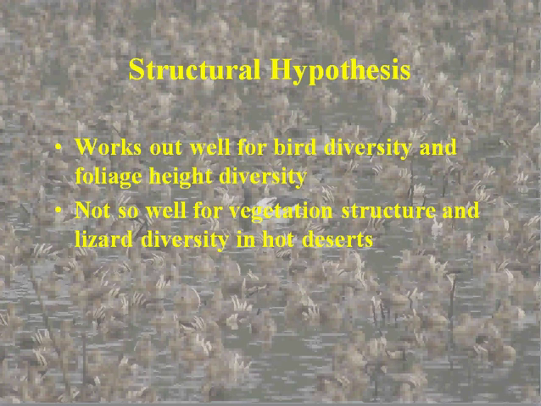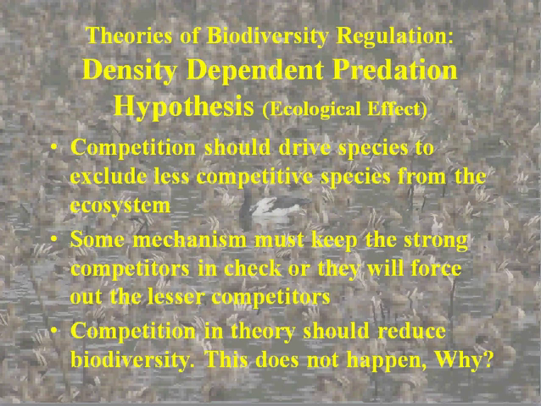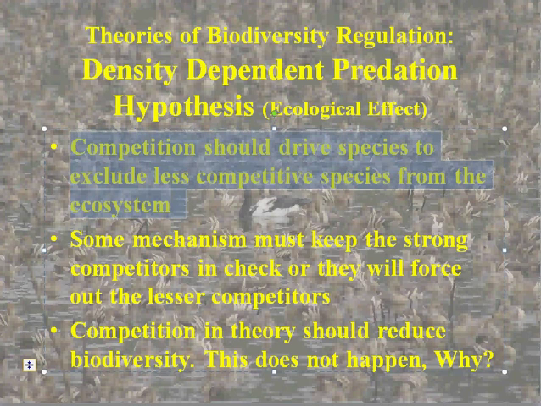Okay, the next theory of biodiversity regulation is density-dependent predation. Okay? Now, one of the fundamental theories of Western ecology is that competition should drive species to exclude less competitive species from an ecosystem. So basically what this hypothesis states is that if two species are both competing for the same resource, the most competitive species will outcompete the less competitive species and drive it from the ecosystem.